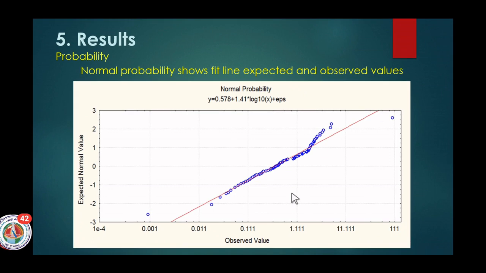How to confirm our conclusion? Our conclusion was confirmed perfectly by the fitting line. You can see this line of normal probability shows a very good fit for the observed value and expected value of normal probability.